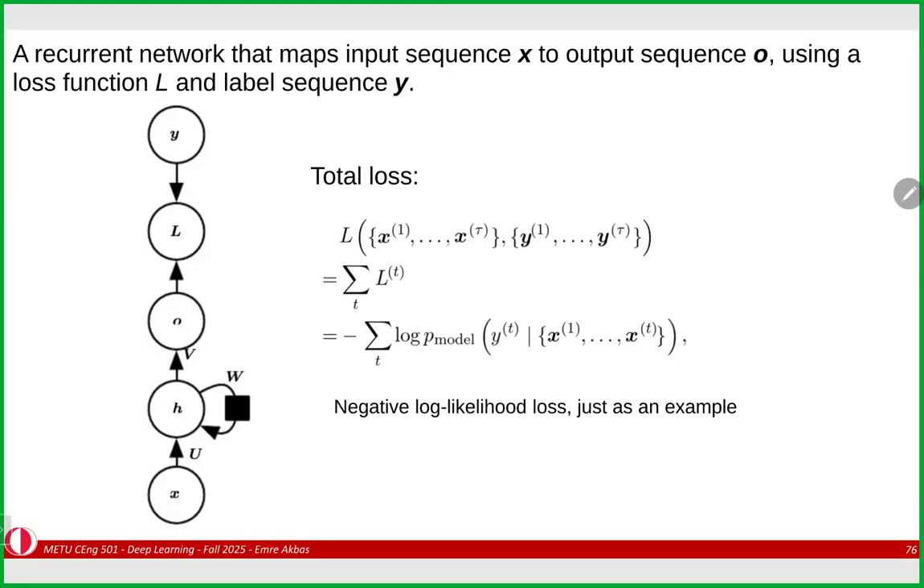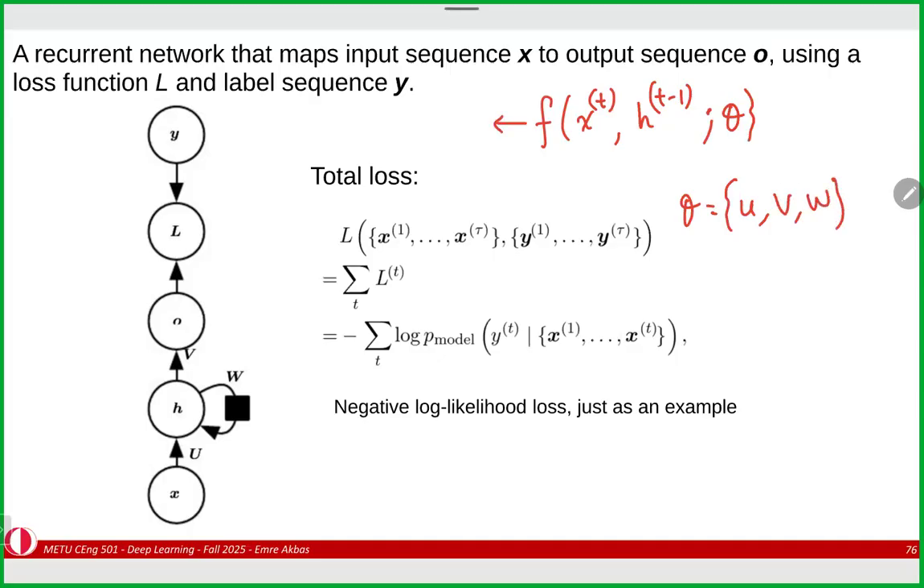So at the end, what it is doing is this function f is taking input at time t and the hidden state at the previous time, and processing them with these parameters. And remember, the parameters are U, V, W. And what does it output? It outputs the hidden state, and it also has an output O.